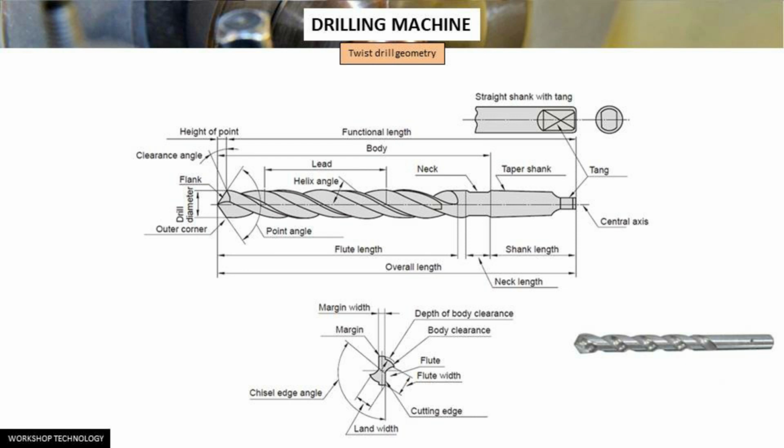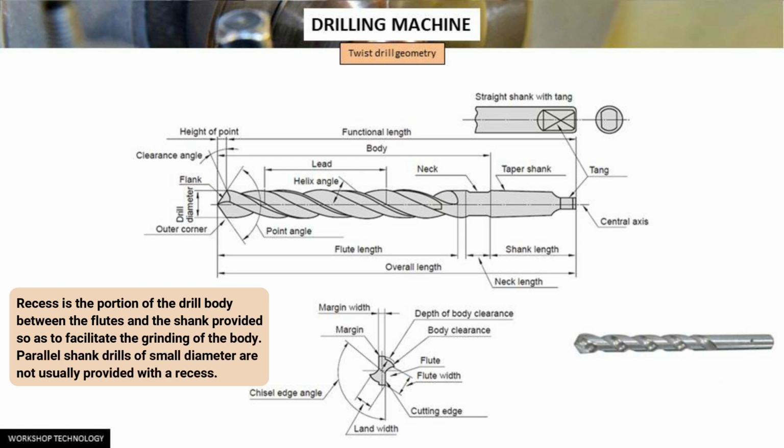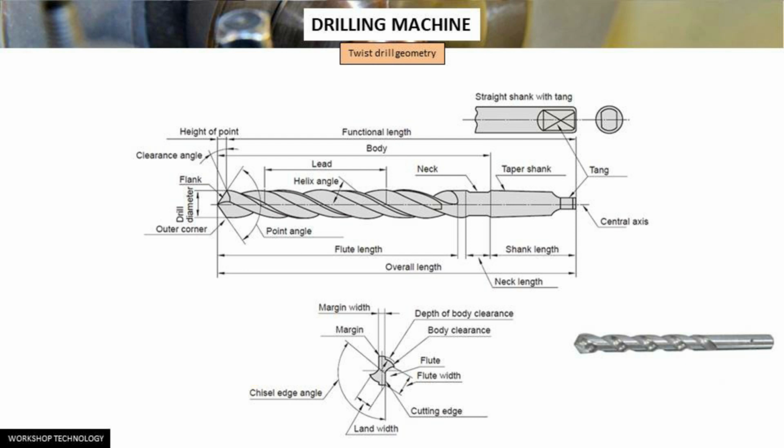Then we have something called recess. Recess is the portion of the drill body between the flutes and the shank, provided so as to facilitate the grinding of the body. Parallel shank drills of small diameter are not usually provided with a recess. Then we have chisel edge corner. It's a corner formed by the intersection of a lip and the chisel edge. Then we have drill diameter, which is the measurement across the cylindrical lands at the outer corners of the drill.